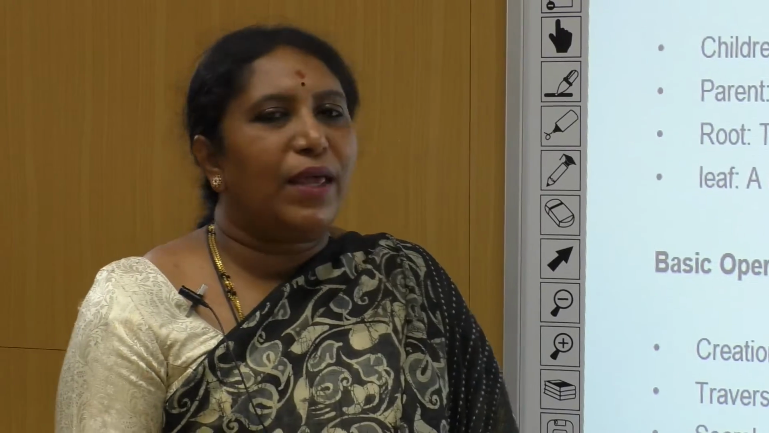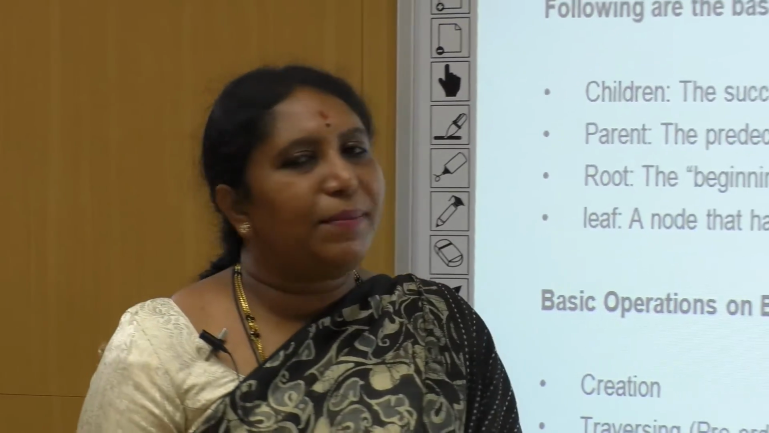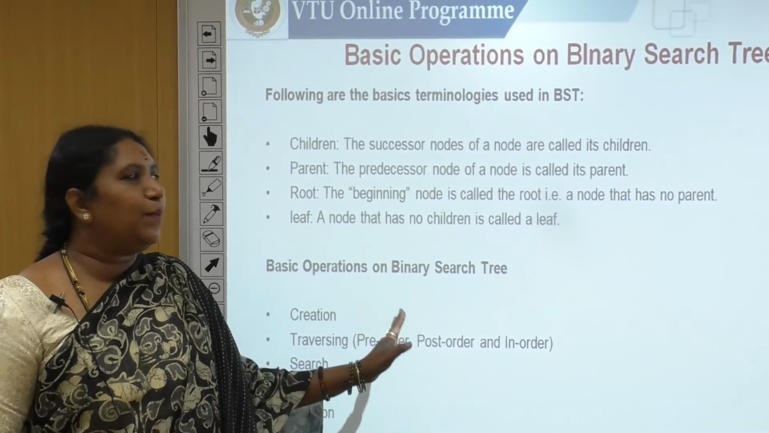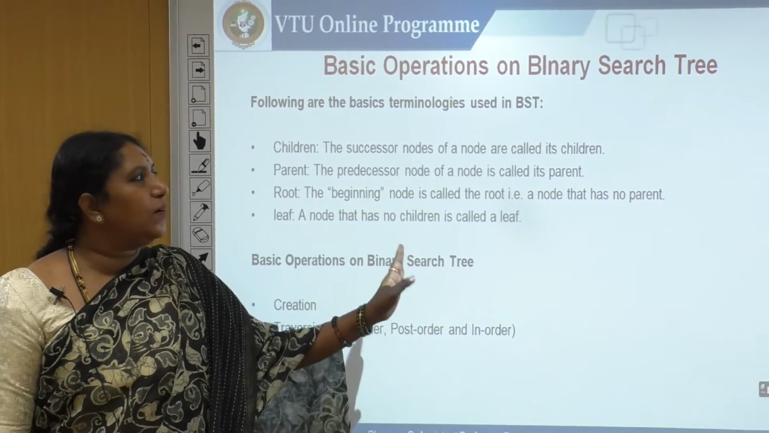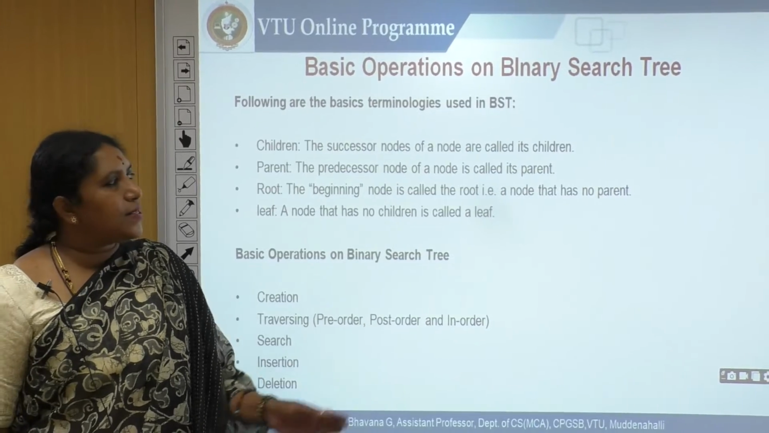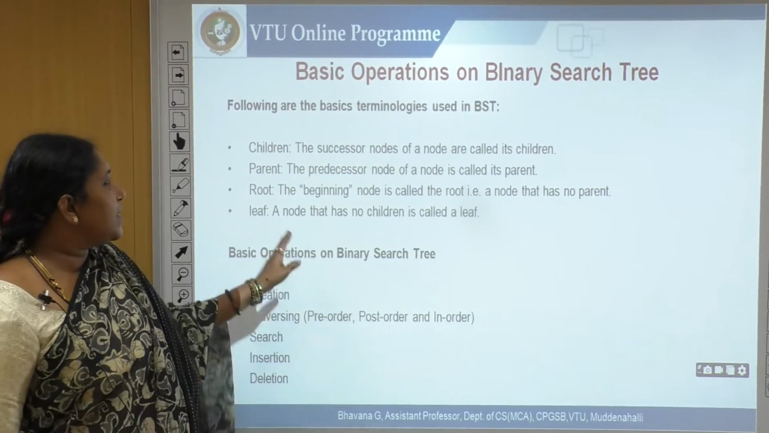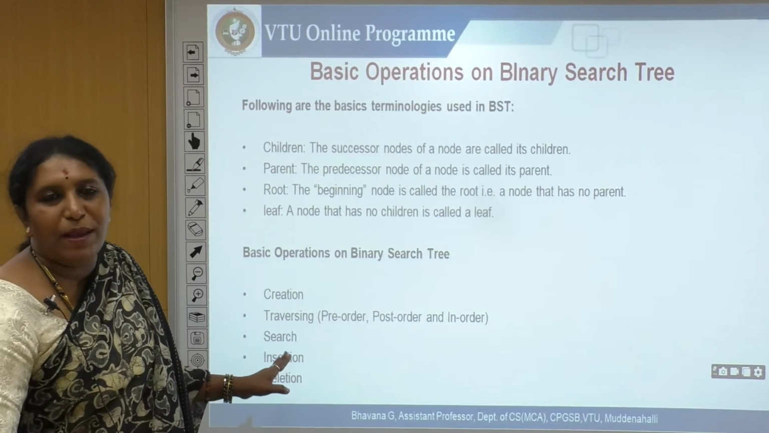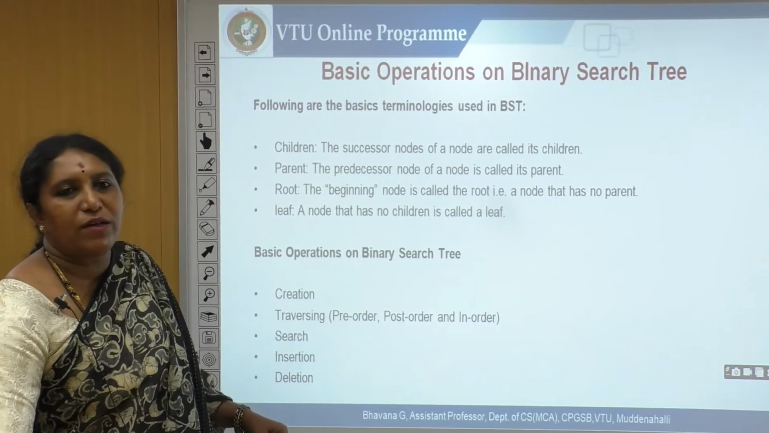So till now we got to know about the binary search tree. A binary search tree is nothing but a tree where the elements in the left subtree are lesser than the root, and the root is lesser than the right subtree. So these are some basic terminologies, and these are the operations of a basic binary search tree.